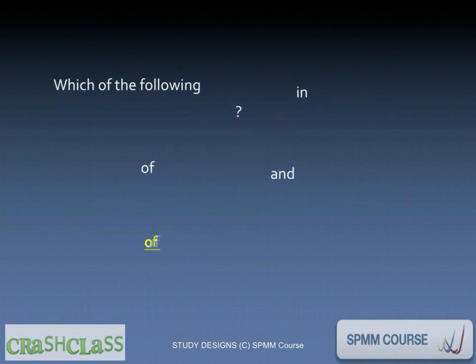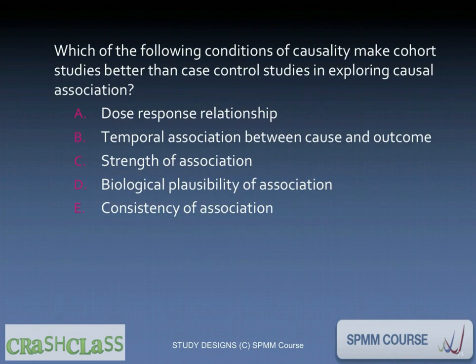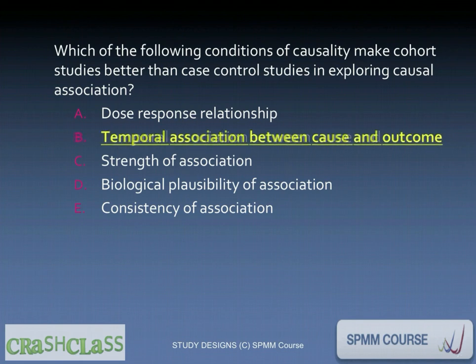This is why we do pragmatic RCT. Which of the following conditions of causality make cohort studies better than case control studies in exploring causal association? Okay, so this question could have come earlier, but well, we can answer it now. You know the conditions of causality. What makes cohort study better than a case control study when you're exploring causal associations? Yeah, in a cohort study, you could establish temporal association between the cause and the outcome. In a case control study, you cannot have temporal association because you're not observing people over a period of time. Temporality can be established using a cohort design. So B is the correct answer.